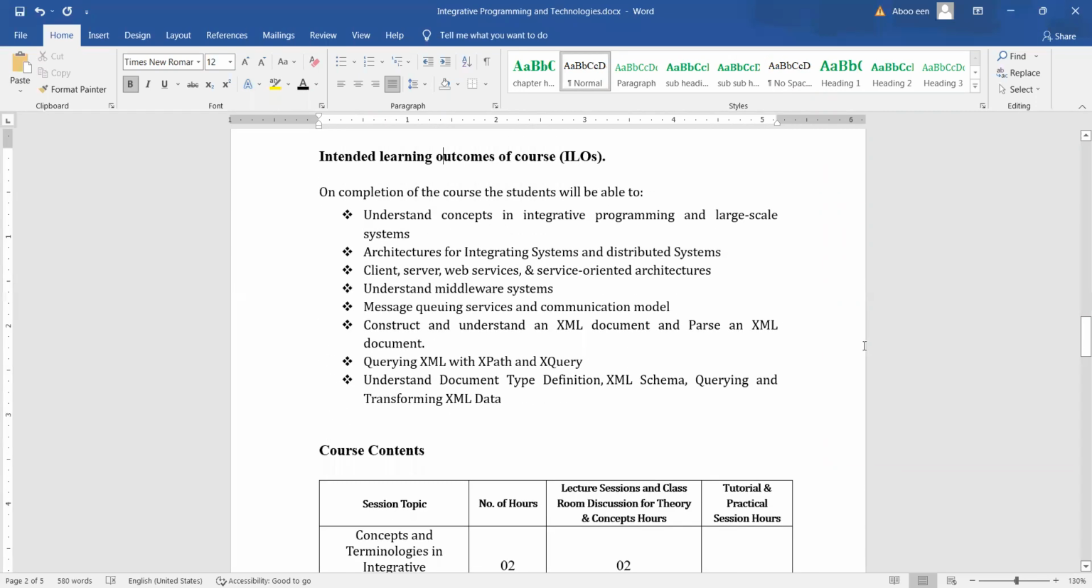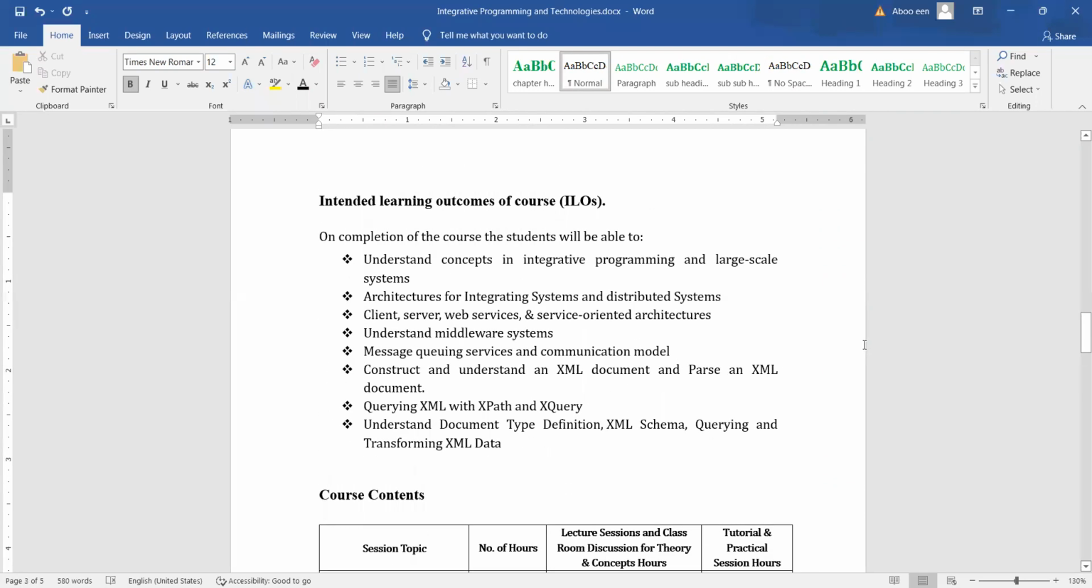Okay. So the ILOs, the intended learning outcomes of this module. On completion of this course, the students will be able to understand concepts in integrated programming and large-scale systems. They will understand architectures for integrating systems and distributed systems, client, server, web services, and service-oriented architecture. And they will understand middleware systems, message queuing services, and communication models.